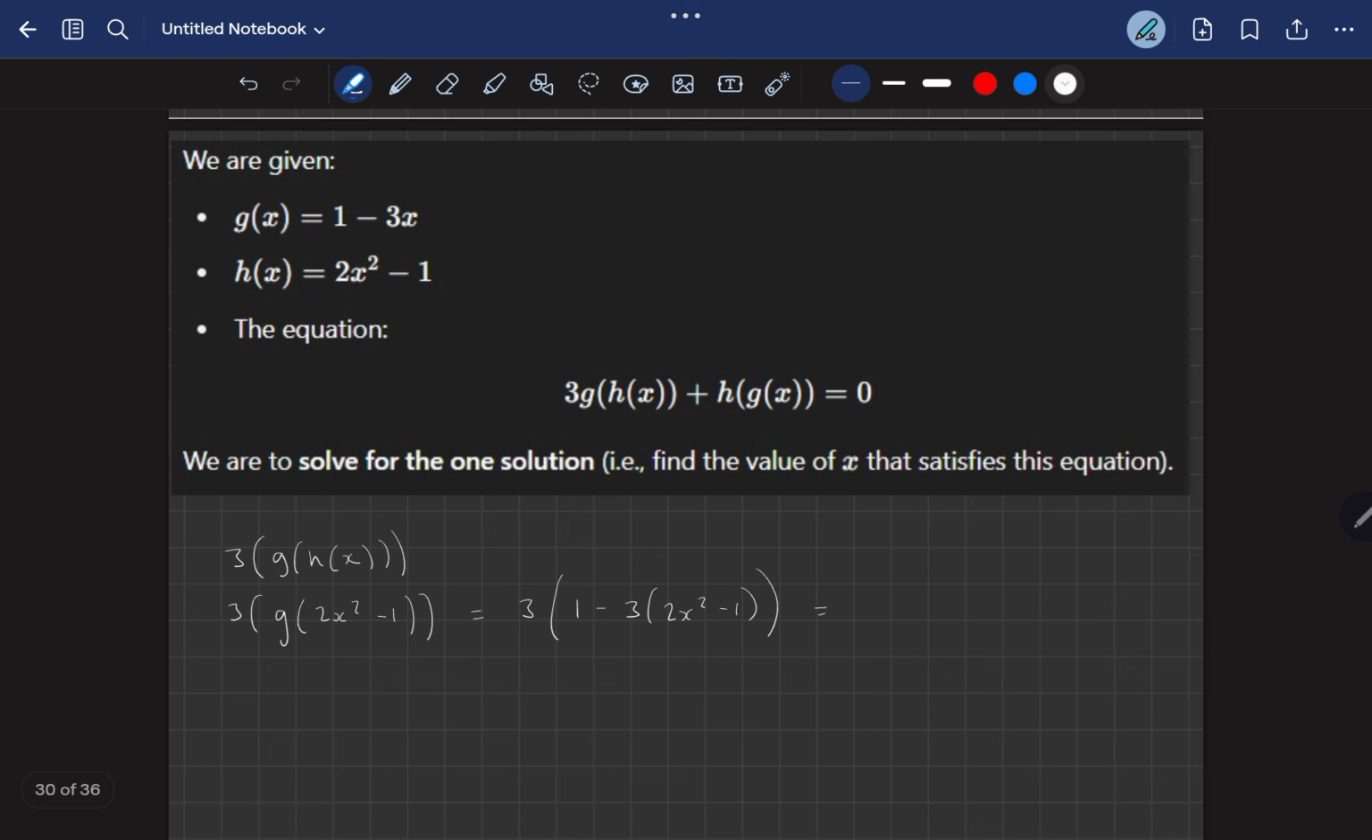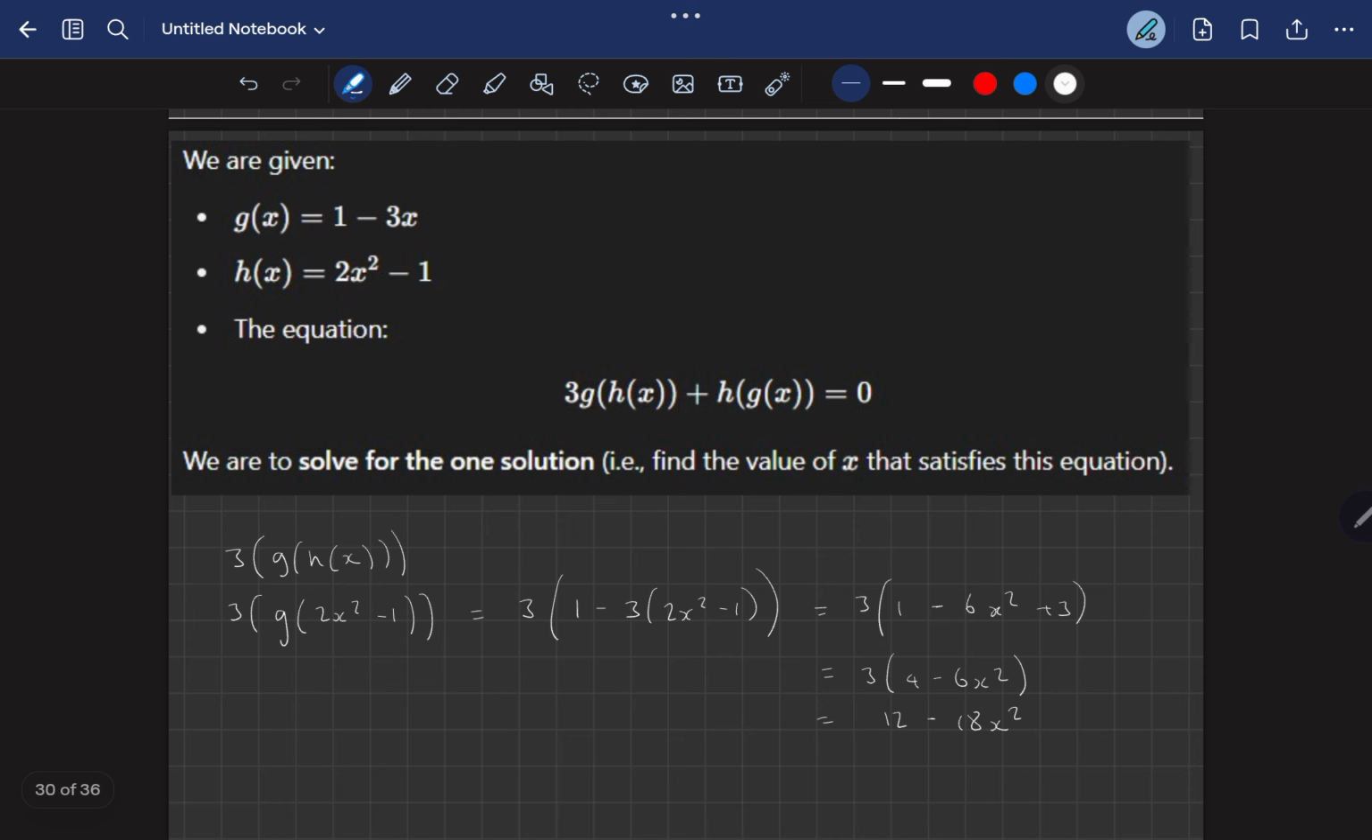Okay, I'm going to expand this out. And we get 1 minus 6x squared. And minus 3 times minus 1 is plus 3. And then this is equal to 4 minus 6x squared. And this is equal to 12 minus 18x squared. Okay, so we've got the first part of this equation.